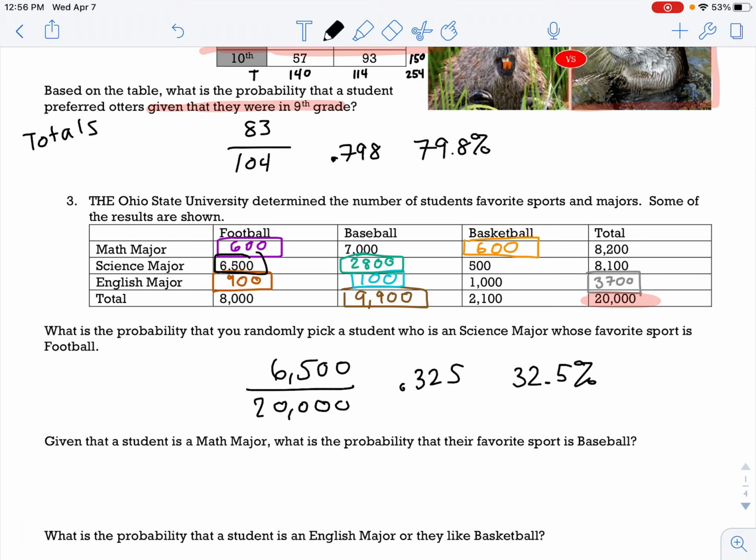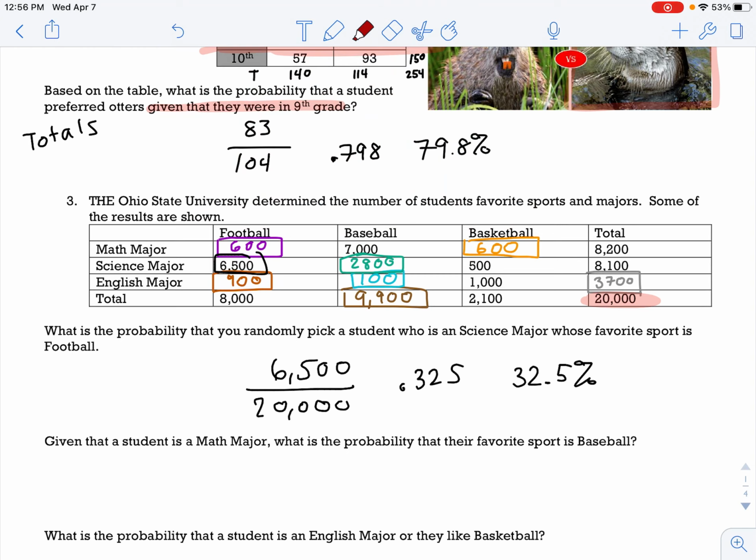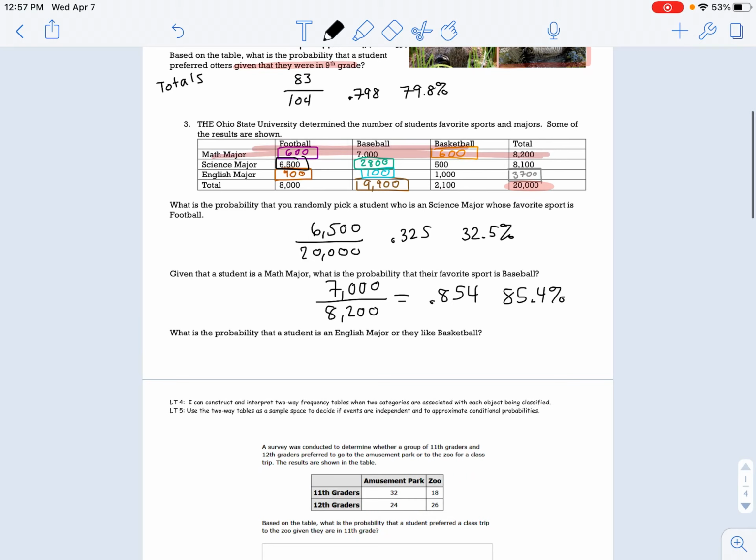Okay. Given that a student is a math major, so now in this one right here, we're focusing on only math majors, that their favorite sport is baseball. So this would be out of the 8,200 that their favorite sport is baseball, 7,000. All right, that's how you interpret it. They had to be a math major, so that would be about 0.854 or 85.4%. So out of the math majors, 85% of them have baseball as their favorite sport.